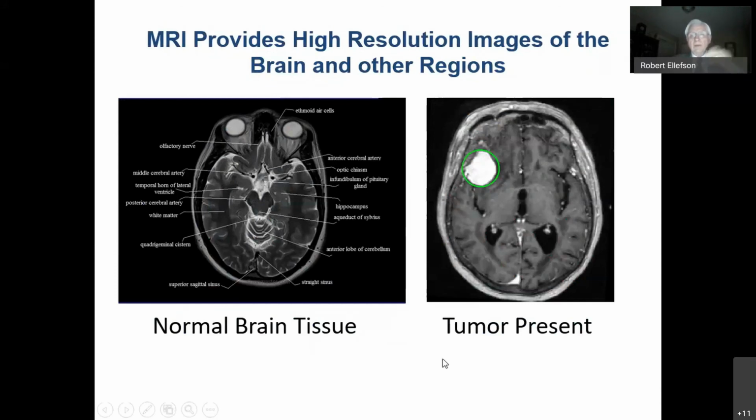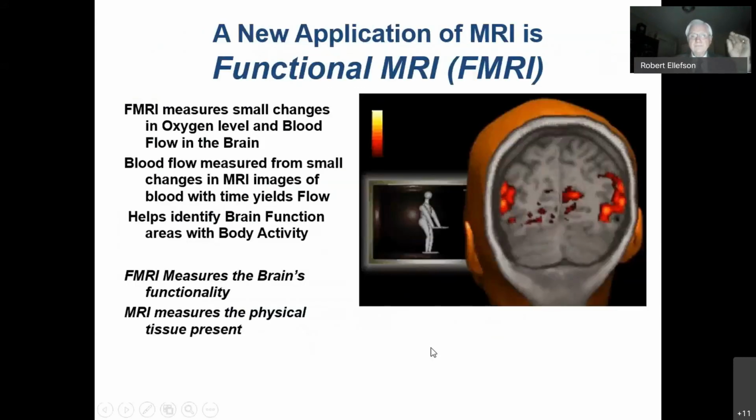So it's very easy with the MRI to see anomalies in the brain. For example, a tumor present here is easily identified as different tissue than what the normal brain tissue is in the area. And so it shows up assigned a different color and can be easily identified.